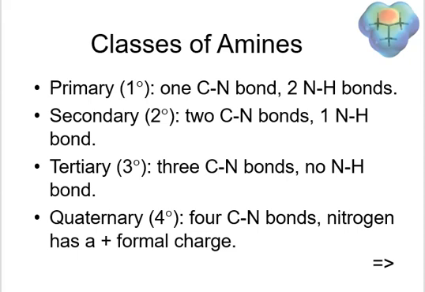Secondary amines will have two carbon-nitrogen bonds and one nitrogen-hydrogen bond. Tertiary amines will have only three carbon-nitrogen bonds and no nitrogen-hydrogen bond. Quaternary: four C-N bonds, and nitrogen has a positive formal charge.